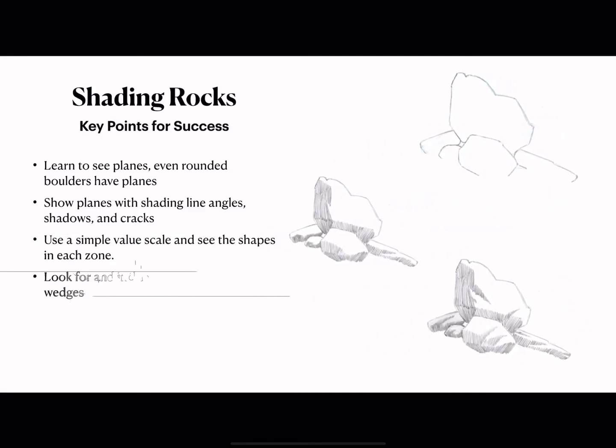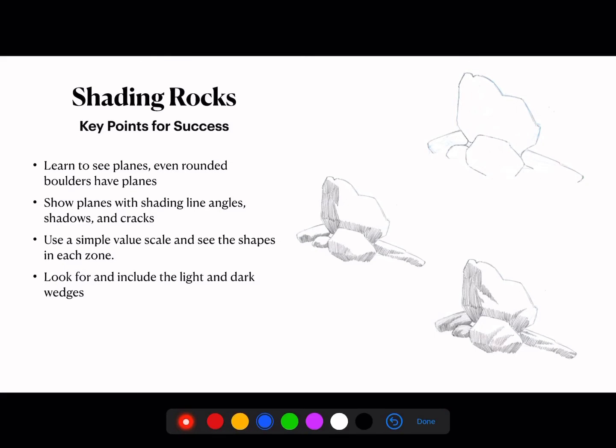Next, use simple value scales and see the shapes in each zone. Additionally, look for and include the light and dark wedges. When we can simplify rocks into basic value shapes, it helps us look at them as simplified forms instead of this shape with 1,000 grays inside it. So always try to simplify a rock into maybe 4 shades of gray to begin with. And then from there, you can add in all of the subtle gradations that you see.